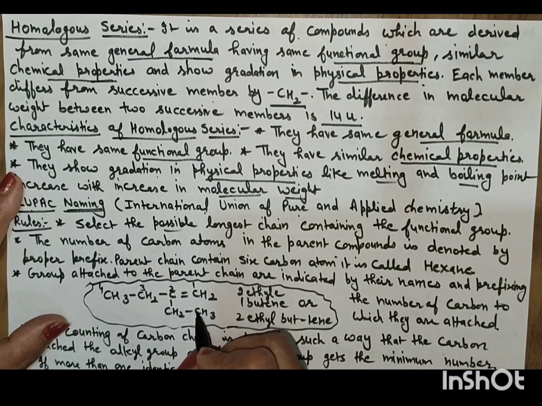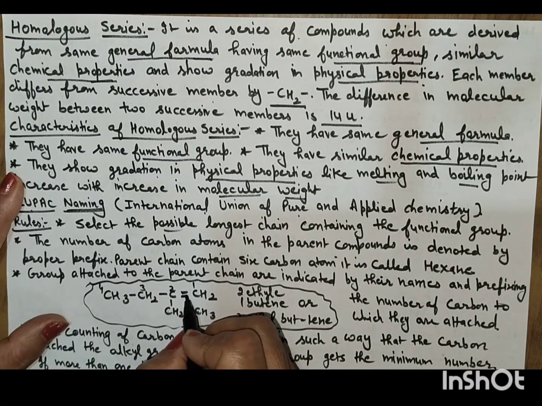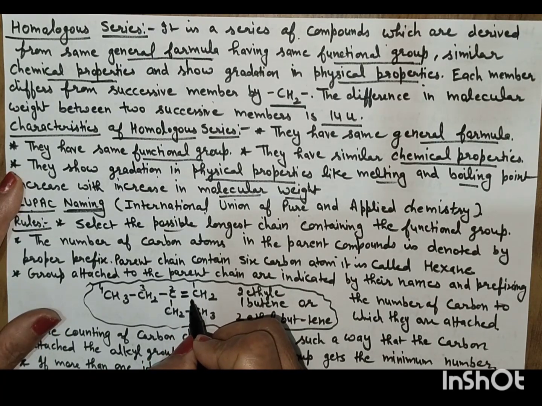You can select here 1, 2, 3, 4, 5. This is the longest. But here the functional group is present. This shows the alkene double bond is there. That's why we will start from the functional group first.